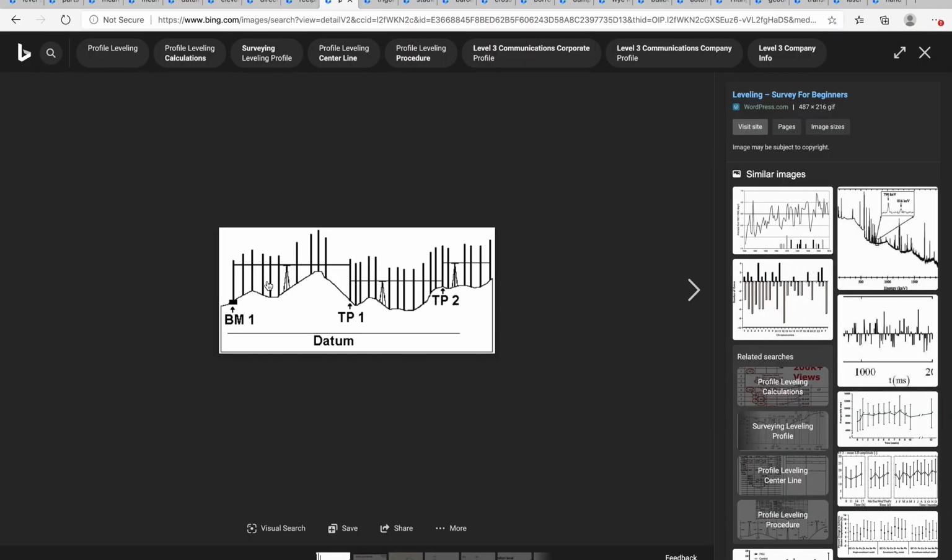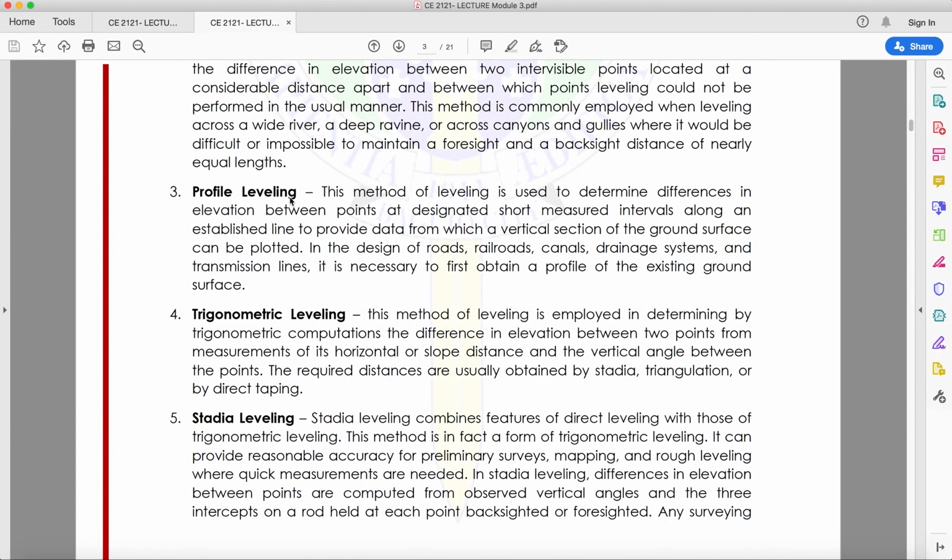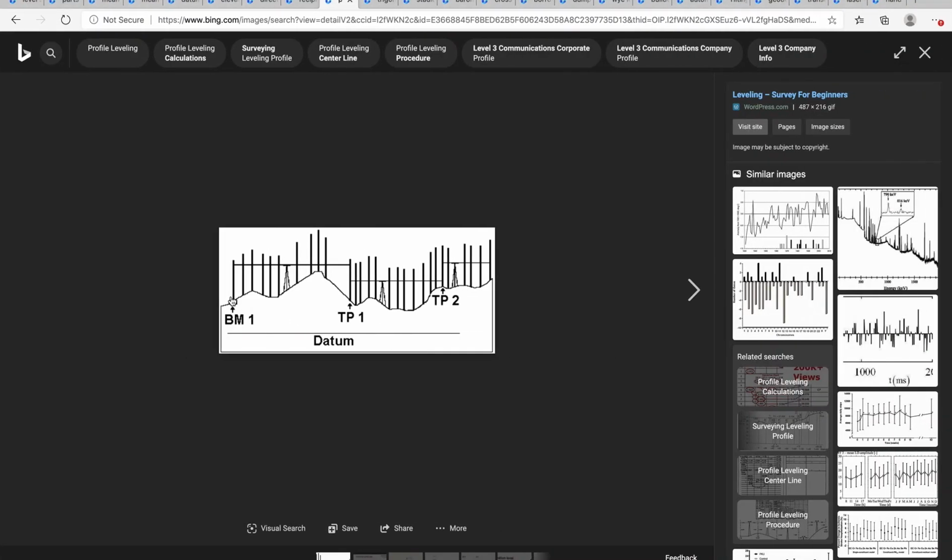So it is very important for us to determine what might be the elevation because it will be involving engineering works in the future, for example, for roadways and railways. So you are profiling the elevation, elevation, elevation. You are getting the elevation.